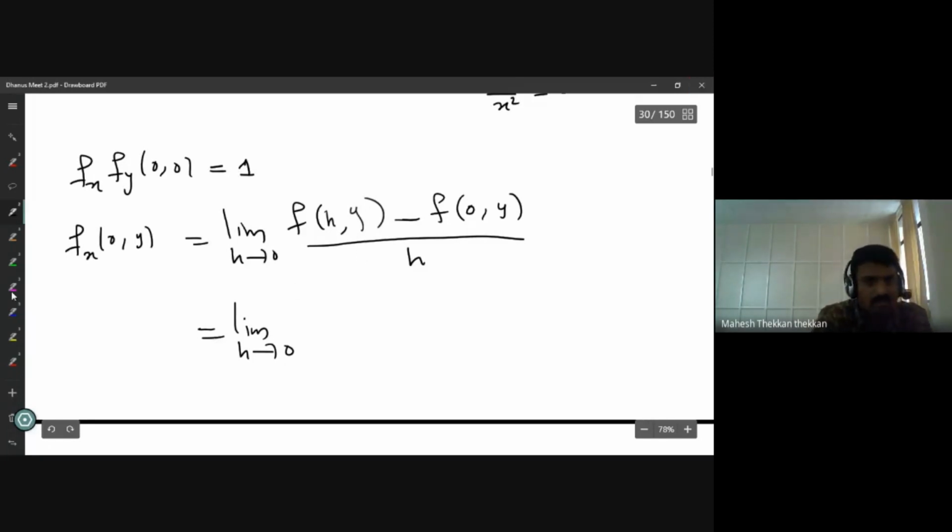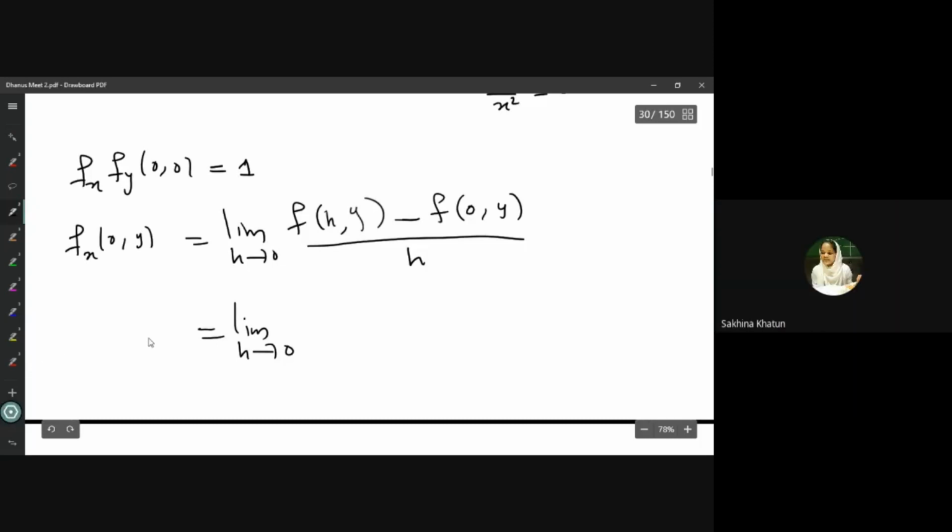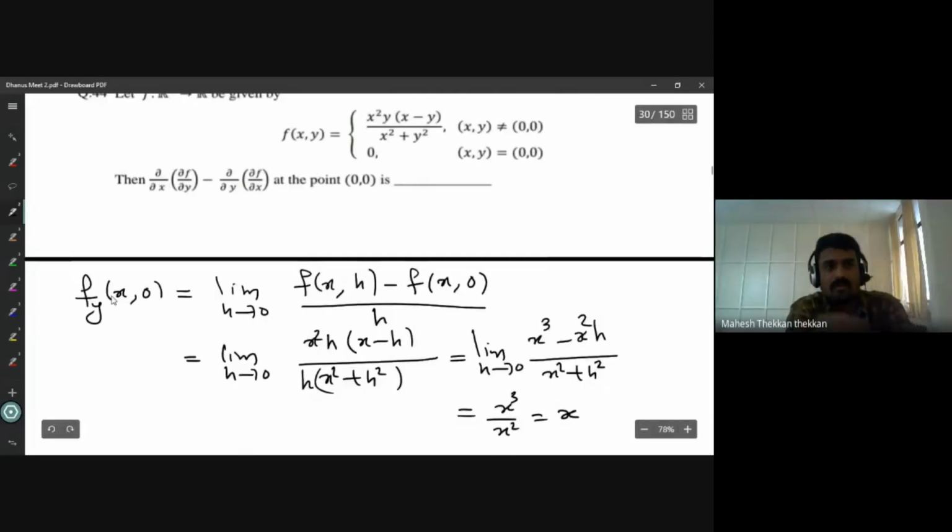Somebody else is asking. Sir, could you please clarify why you are considering the partial derivative of the function at the point x comma 0 or 0 comma y? I will tell you.